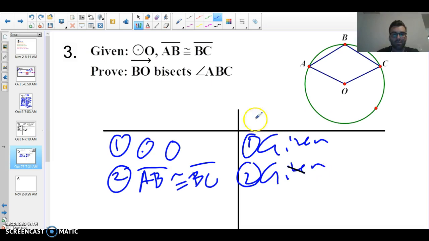Given. All right. If I'm given circle O, well, first of all, let me ask you a question. Do I have two triangles here? No. I have a what? I have a four-sided shape. I have a quadrilateral, which we'll talk more about in chapter 5, okay? But I have a four-sided shape, so I want to form two triangles. So I'm going to draw in BO.